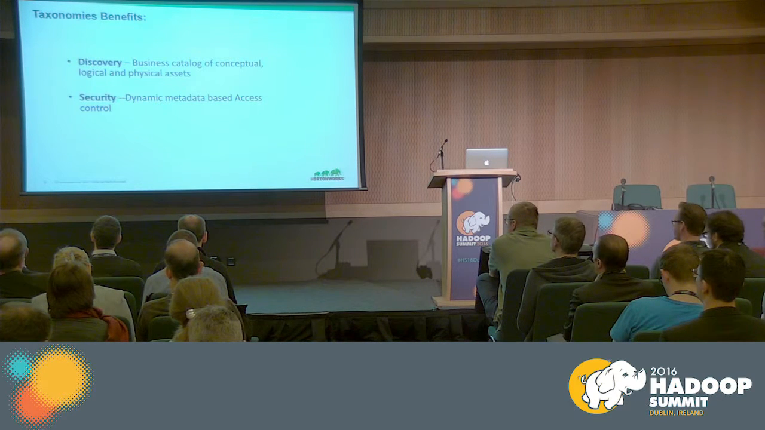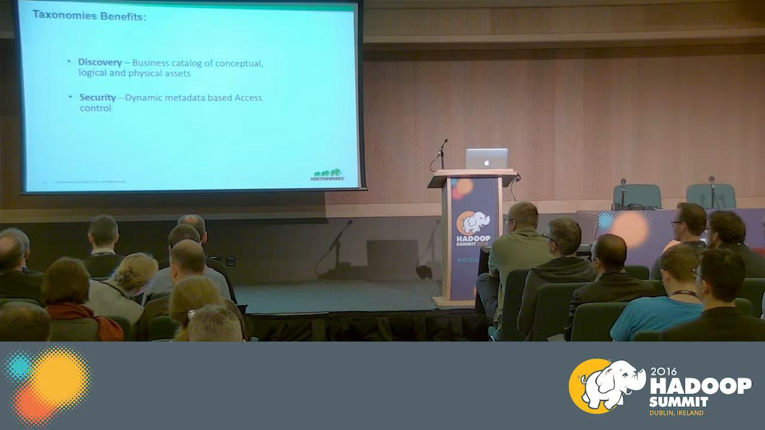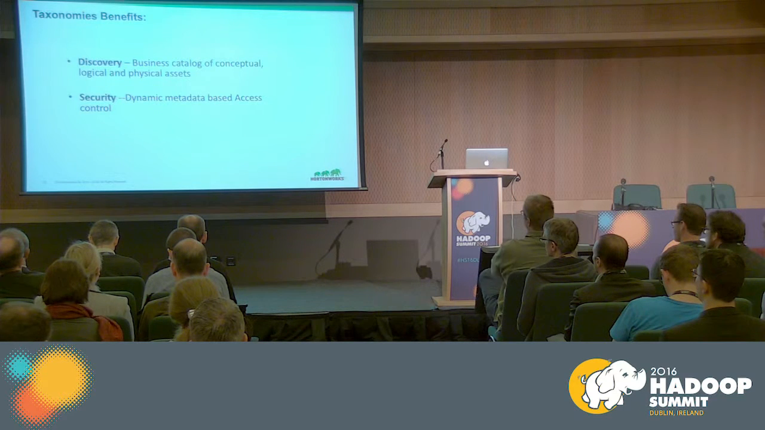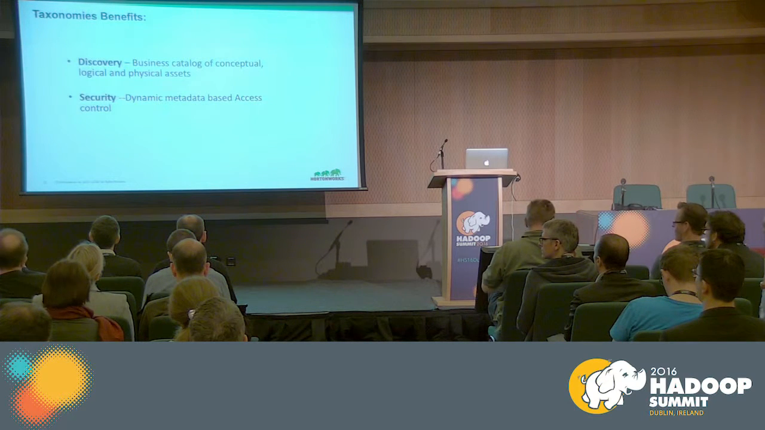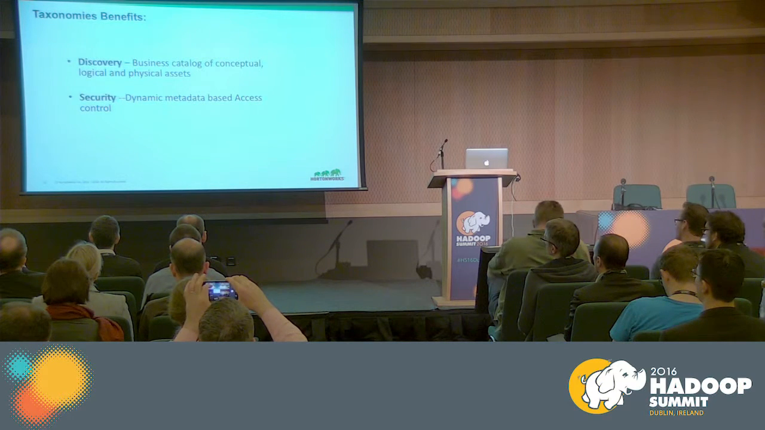Okay, so we'll talk specifically about discovery, how you can use this taxonomy for discovery. We talked about the conceptual, logical, and physical assets. That's some bucketing that a lot of other traditional tools use, but really you can just think of it as logical stuff and real stuff. And then security. This is kind of a neat thing. This is quite a bit of a differentiator for us.